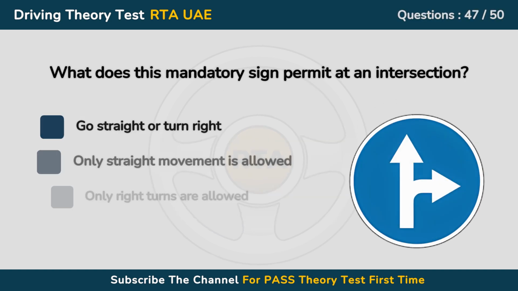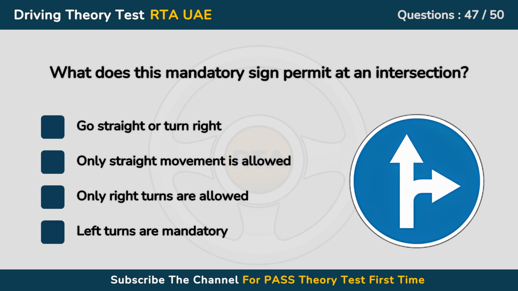Question 47. What does this mandatory sign permit at an intersection? A. Go straight or turn right. B. Only straight movement is allowed. C. Only right turns are allowed. D. Left turns are mandatory.